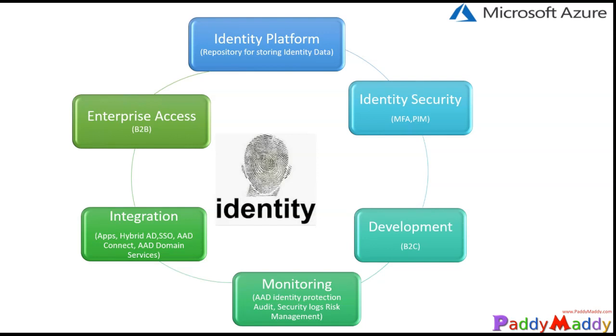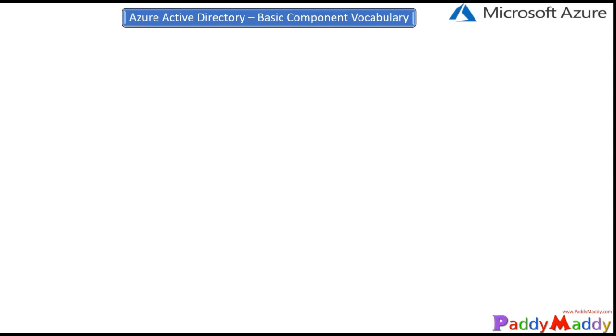In this lecture, we are going to learn about implementing Azure Active Directory, and we are going to have a look at key components that are required in terms of the architecture of Azure Active Directory. And then we are going to jump into the Azure portal to create our own Azure Active Directory tenant.